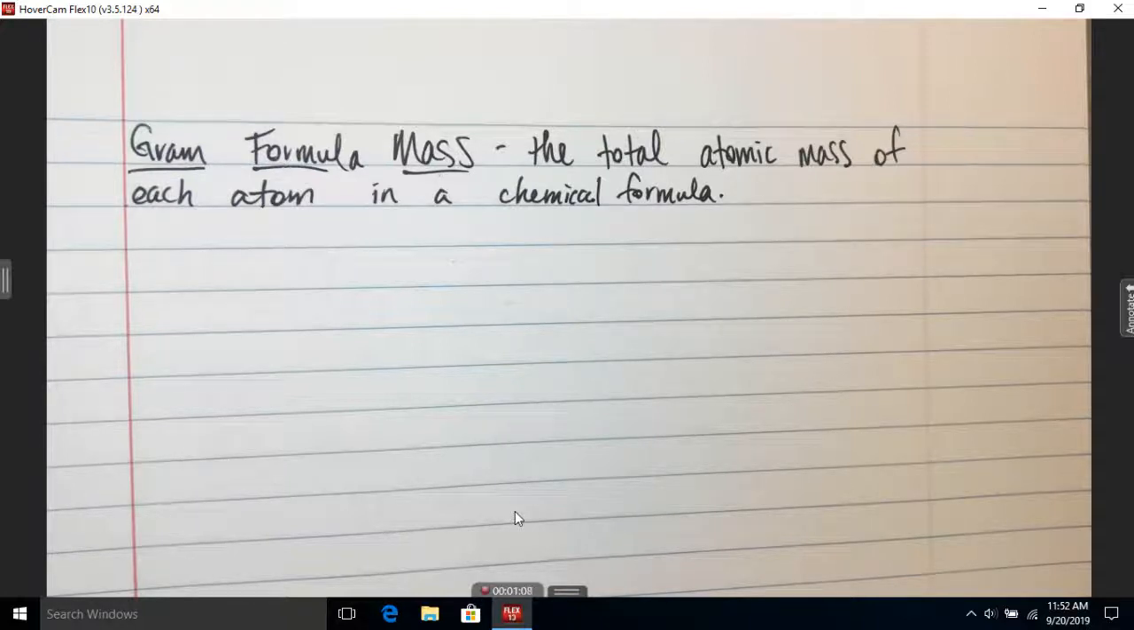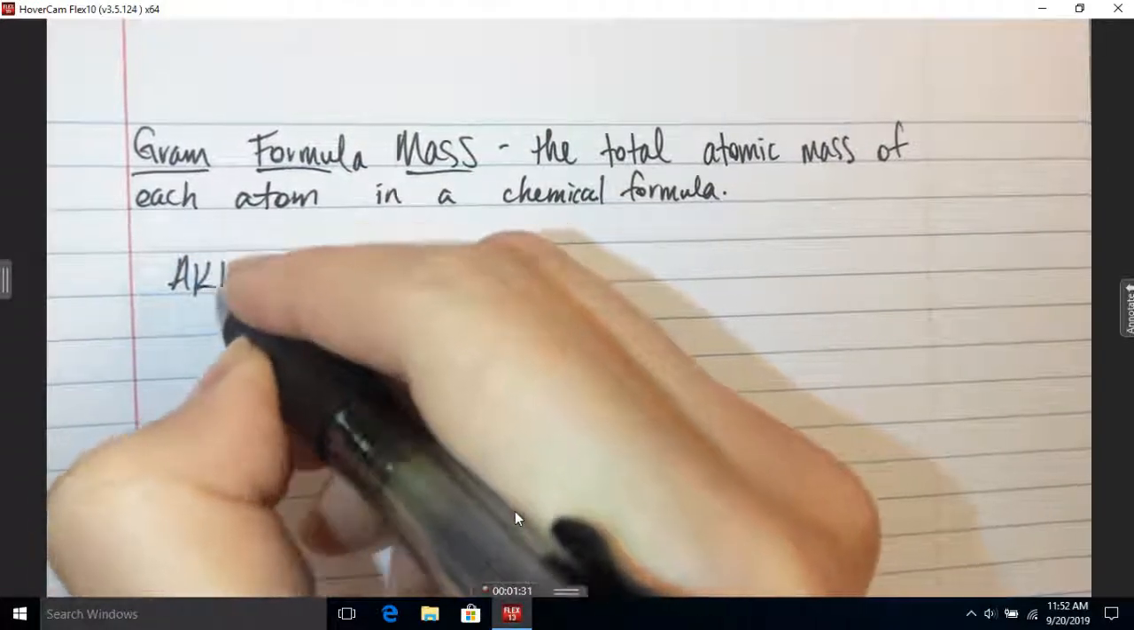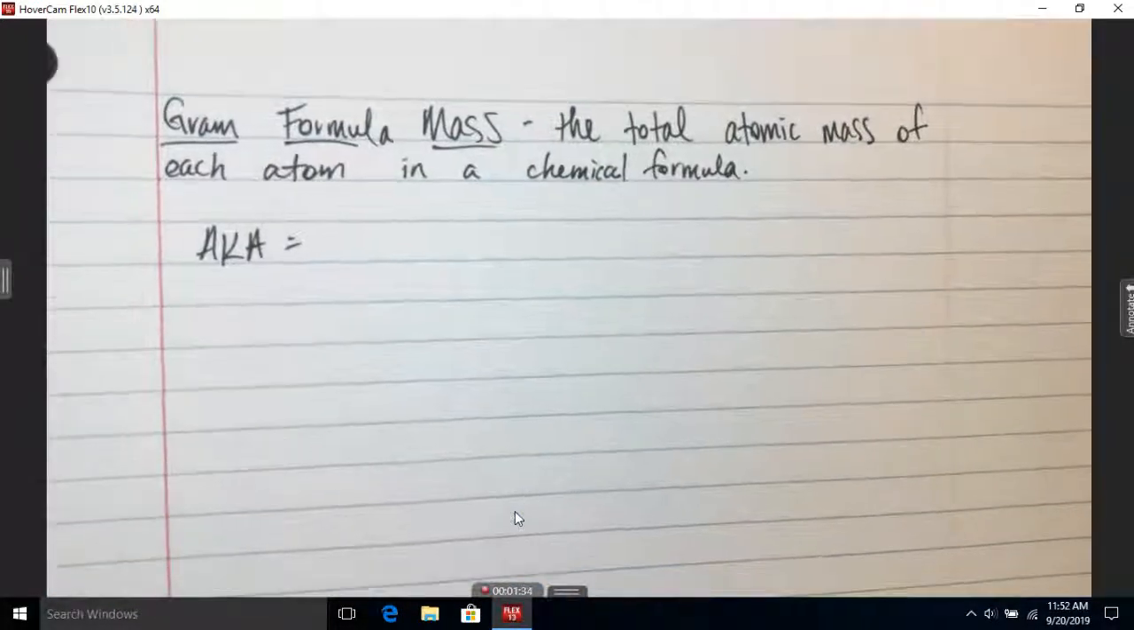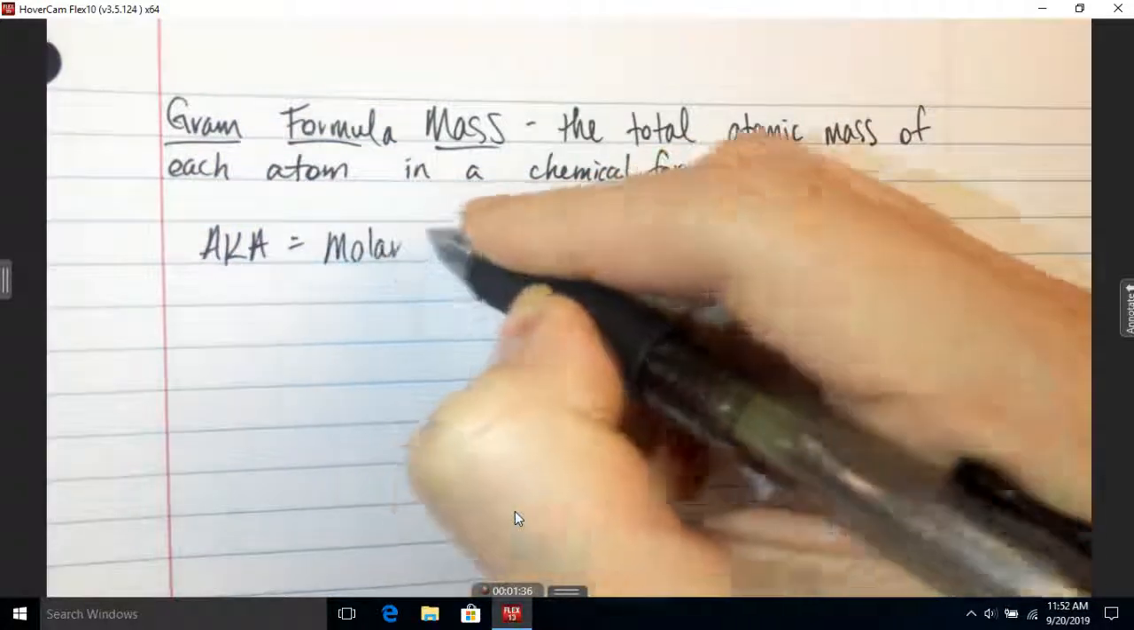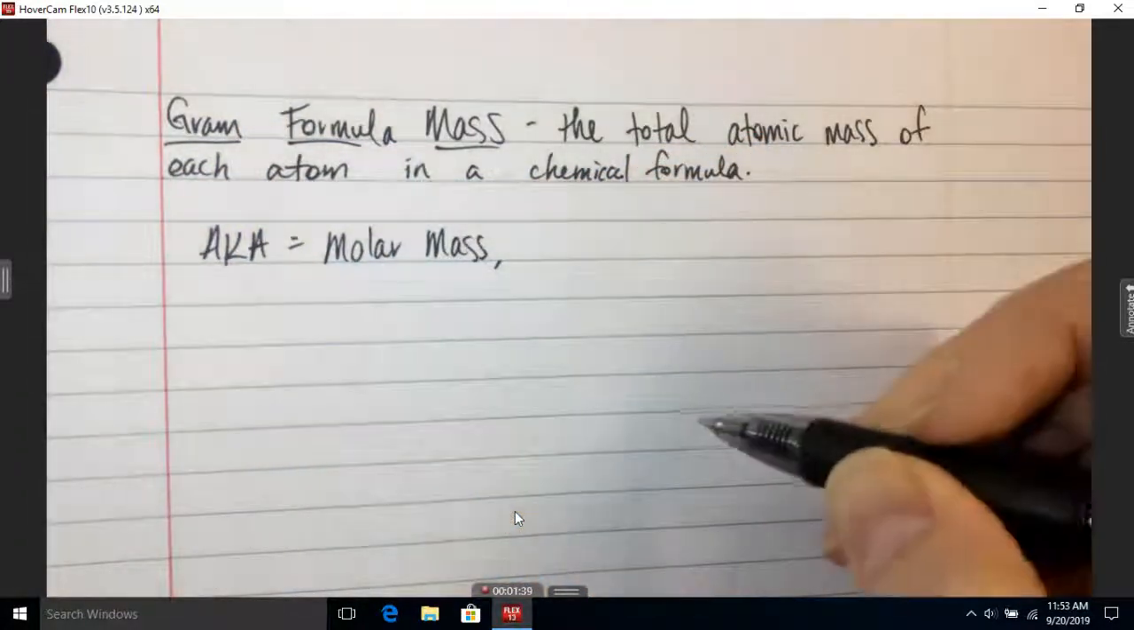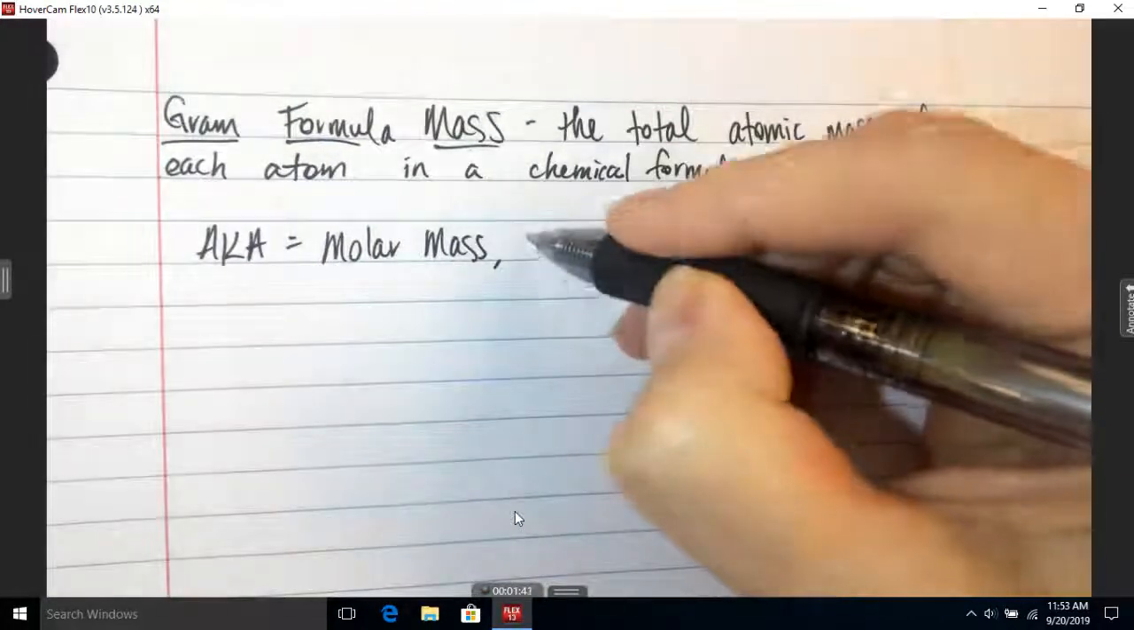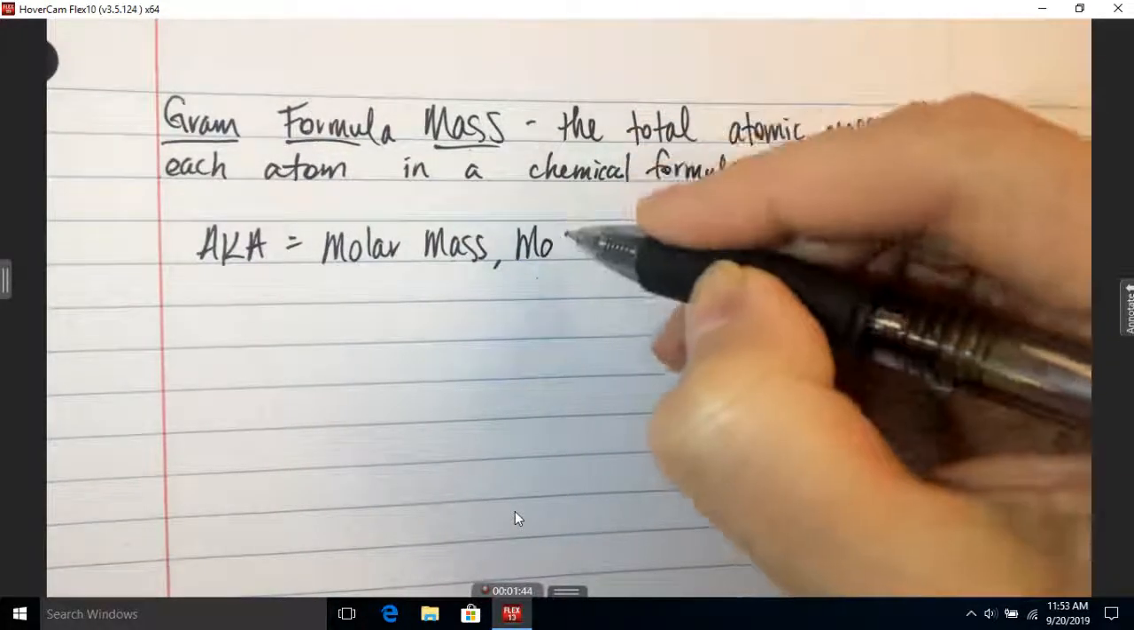Okay? What makes chemistry so confusing is you have one thing that has like 4 or 5 words. This is another spot that happens. So, I'm going to give you those words. If on a different page it's called something else, you should still know what we're referring to. So, this is also known as molar mass, molecular mass.